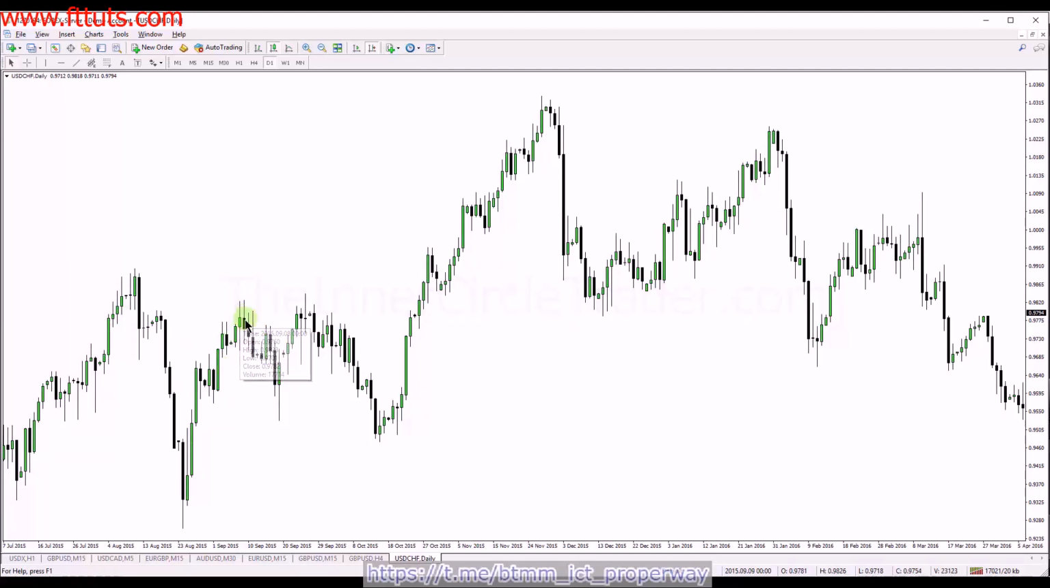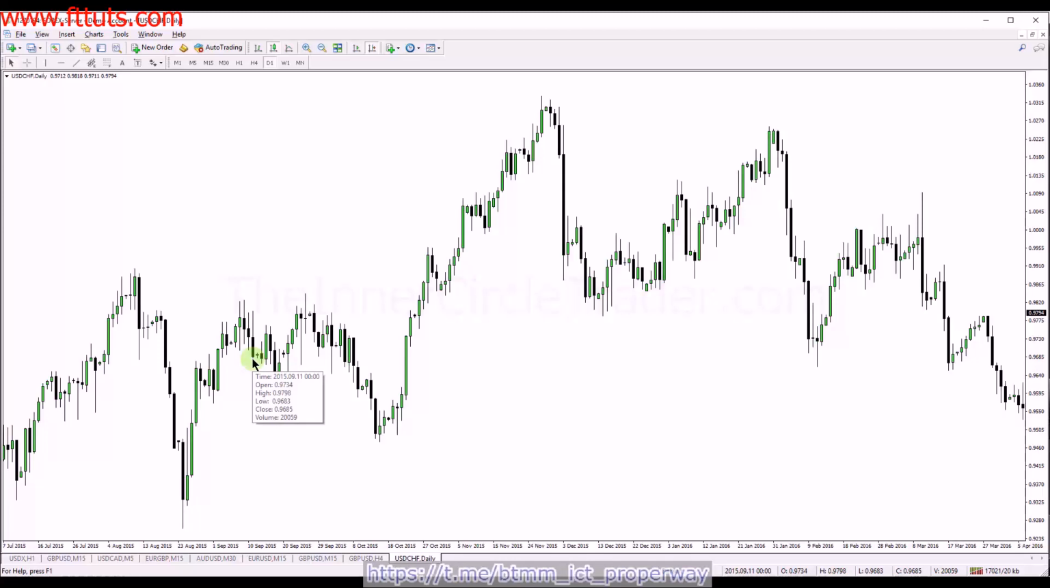Once you see a high form, you need 4 candles. Why 4 candles? You need to have 1 candle to the left, 1 candle in the center, the highest one, then a lower candle to the right. That's a swing high, and then you've got to see price go lower.